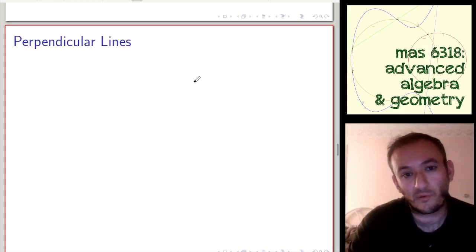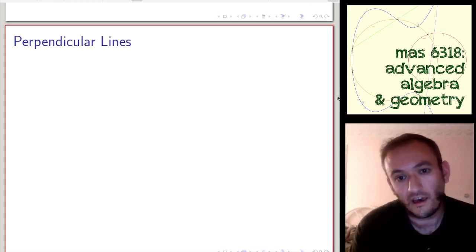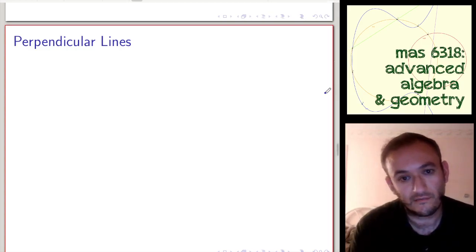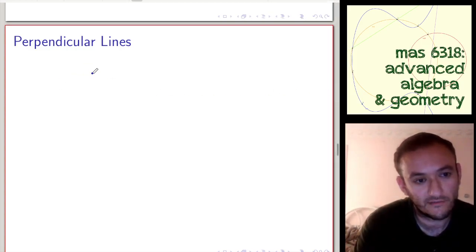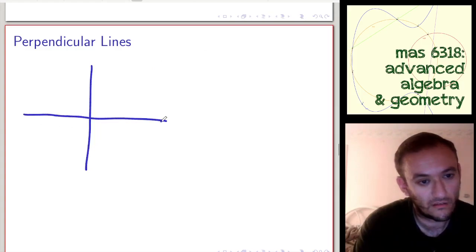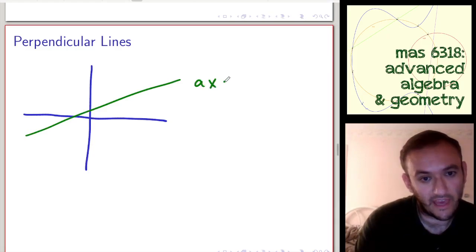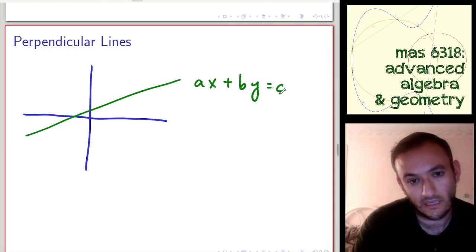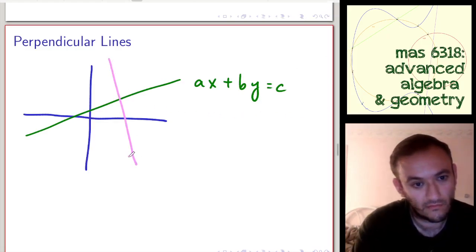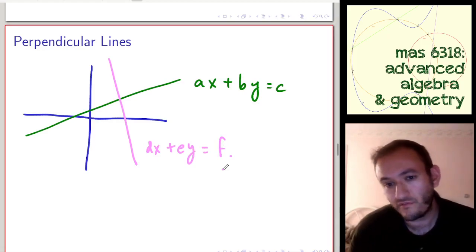Well now let's talk about perpendicular lines. We've spoken a little bit about what it means for lines to be perpendicular. They meet at right angles. That's the simplest version. So let's say I have a line given by ax plus by equals c. How can I figure out if another line dx plus ey equals f is perpendicular to it?